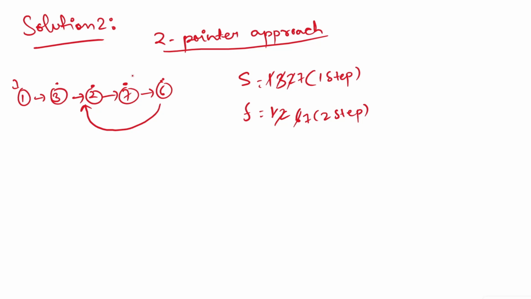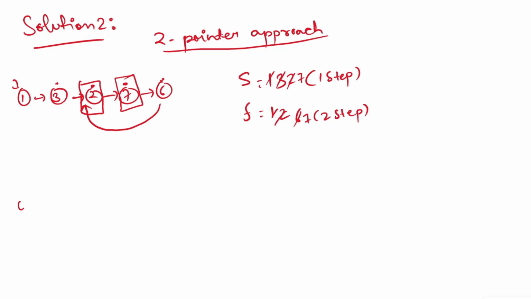So you find this point, you find this point 7. Now how can we use this to find the entry point of the cycle? Let's see. What we are going to do in this approach, let's understand the basics.